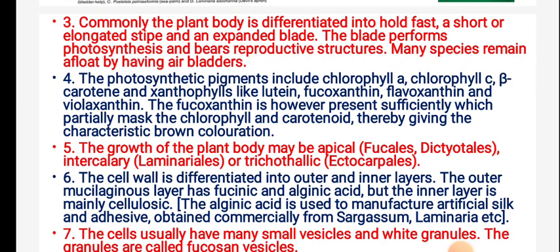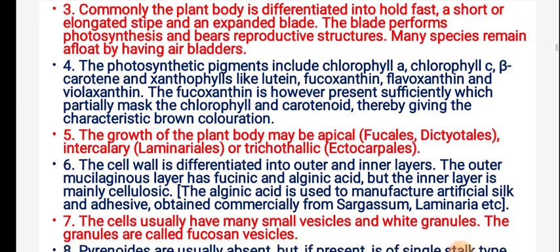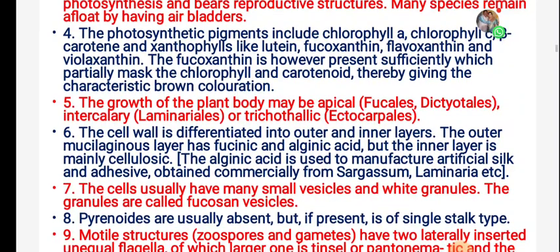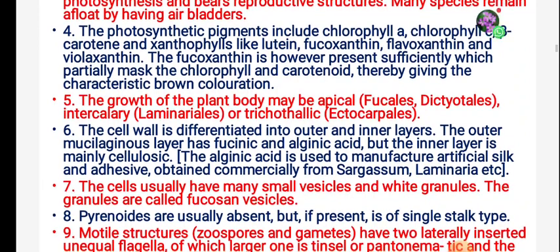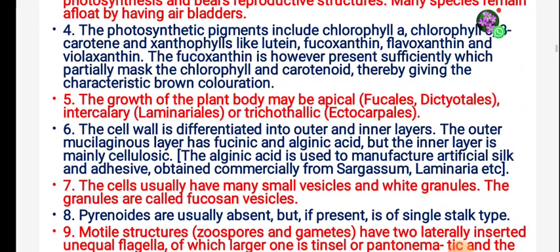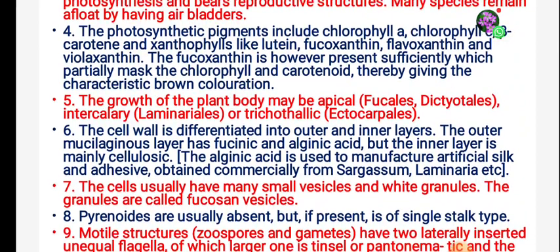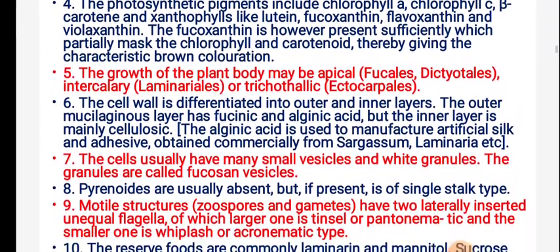The photosynthetic pigments include chlorophyll a, chlorophyll c, beta carotene, and xanthophylls like lutein, fucoxanthin, flavoxanthin, and violaxanthin, right? Fucoxanthin is present in sufficient amount, which partially masks the chlorophyll and carotenoids, thereby giving the characteristic brown coloration.